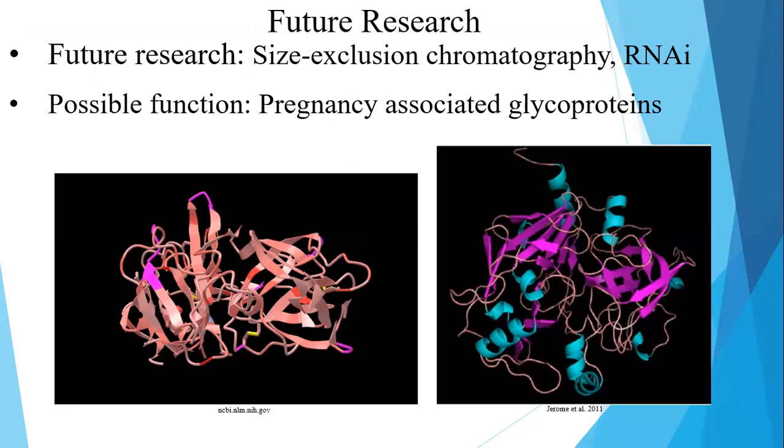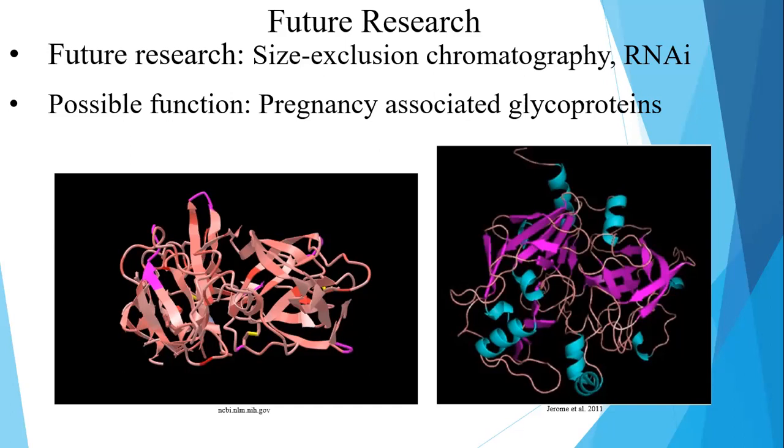I'd also like to do RNAi, and that is essentially something where you inhibit the production of the protein, and that will tell us what its function is by the phenotype of the cockroach. And so the RNAi is something I was going to work on, but COVID made it a little bit more difficult. I believe that a possible function for Blot2 in the Gravid female is that it aids in pregnancy, or it has a function in the development of the eggs or the cockroach embryos.